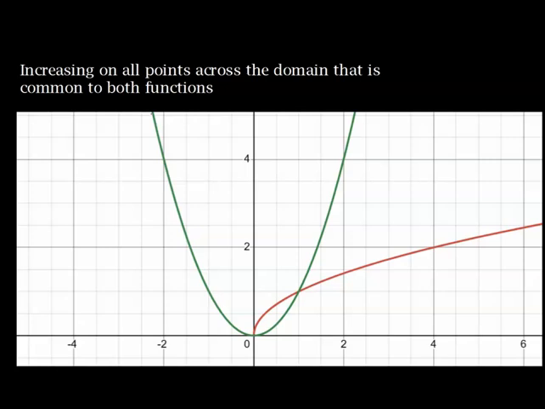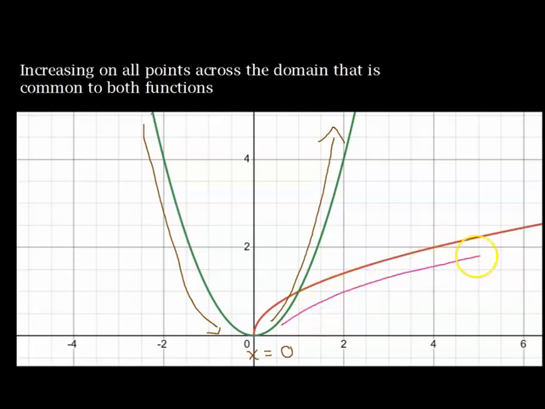And if you look at the parabola in green, we read the graphs from left to right. So it's decreasing up until x equals 0. Now, where x equals 0, to the right of it, it's increasing. And then if you look at the graph in red, which doesn't exist to the left of 0, if we start from where x equals 0, it's also increasing.